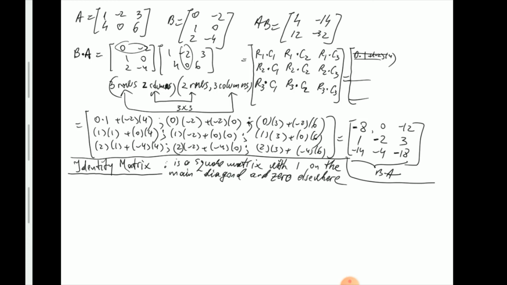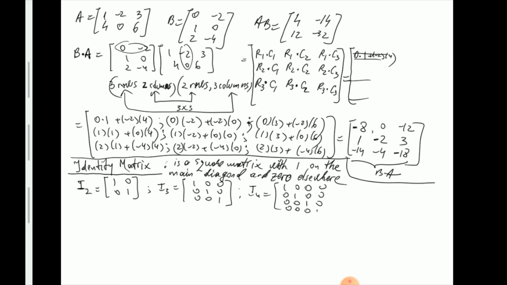And usually it's denoted by I sub the number of rows and columns. So for example, if you have an identity matrix of 2 rows and 2 columns, that's going to be 1, 0, 0, 1. So 1's on the main diagonal, 0's elsewhere. Identity matrix with 3 rows and 3 columns, that's going to be 1, 0, 0, 0, 1, 0, 0, 0, 1. I4, same idea: 1's on the main diagonal, but 0 elsewhere.